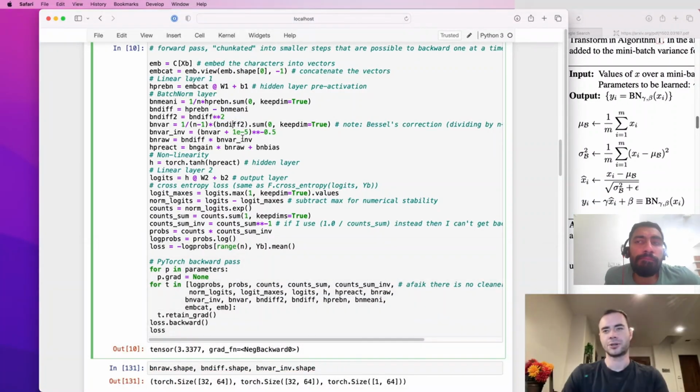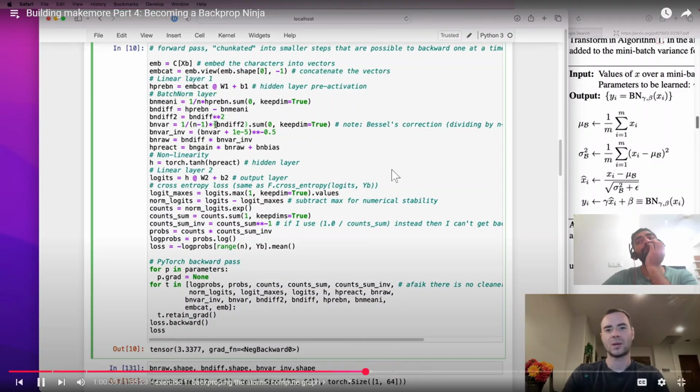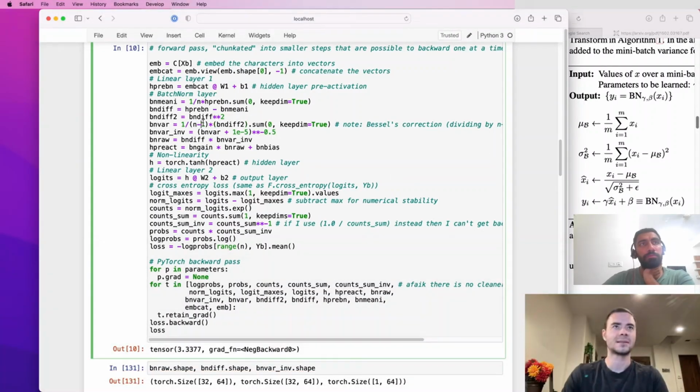Now you'll notice one departure here. Here it is normalized as 1 over m, which is the number of examples. Here I'm normalizing as 1 over n minus 1 instead of n, and this is deliberate, and I'll come back to that in a bit when we are at this line. It is something called the Bessel's correction, but this is how I want it in our case.